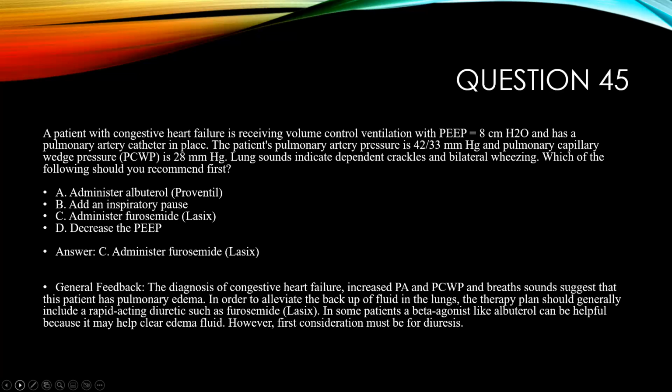So Lasix is fast-acting. It acts in the loop of Henle. Basically, if the patient has kidney function, once they're given Lasix, 40, 60, 80, they're going to pee right away. In some cases, beta agonists such as albuterol can be helpful because they may help clear pulmonary fluid, but that's a tertiary thing. You can consider other things such as positive pressure. They may give inotropes as well, but those aren't really given as choices here.